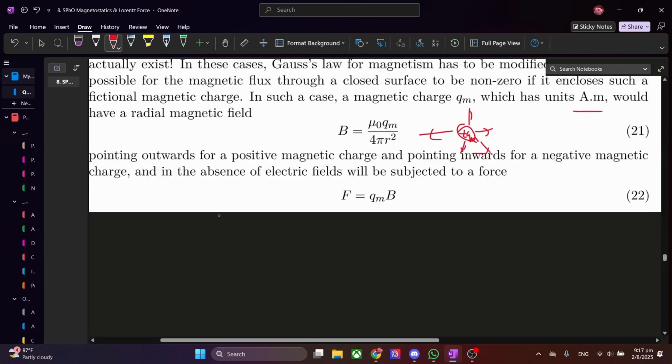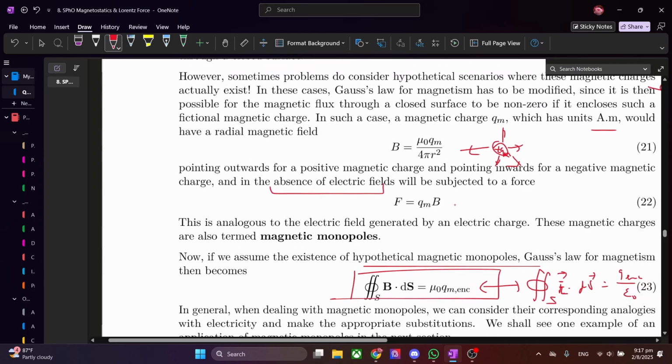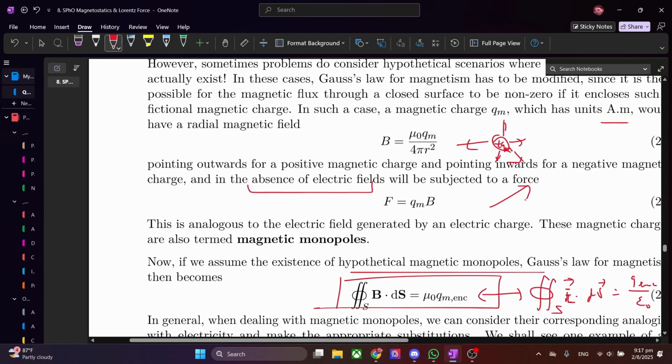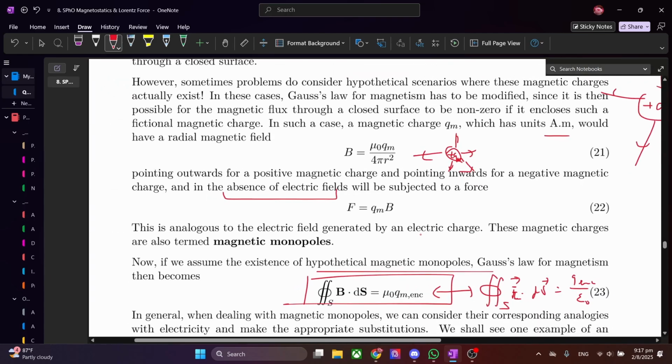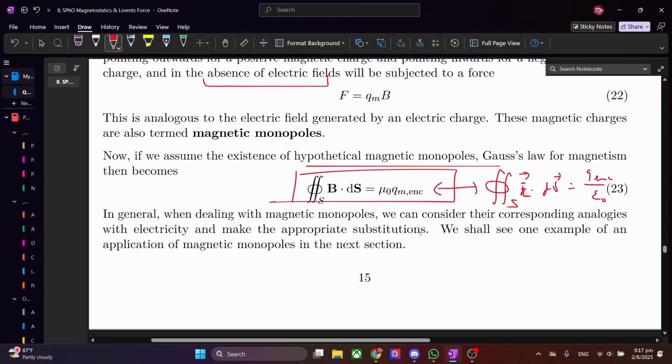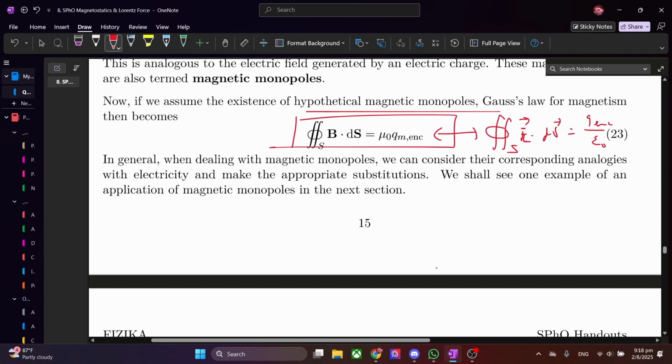That's assuming your magnetic monopoles exist. And if they exist and there were no electric fields, this is kind of important, then it'll be subjected to a force like this, and it also points in the same direction as your magnetic field. These hypothetical magnetic monopoles don't usually come out very often. Probably if you participate in more difficult competitions, these could come out, but it is good to note that this analogy between electricity and magnetism always exists. So magnetic monopoles are similar to electric charges, but they can't actually exist in real life.